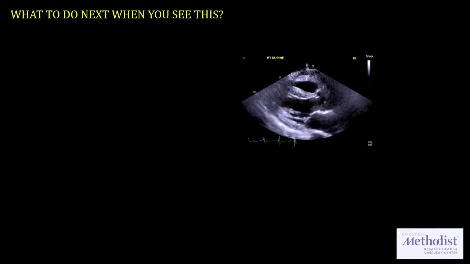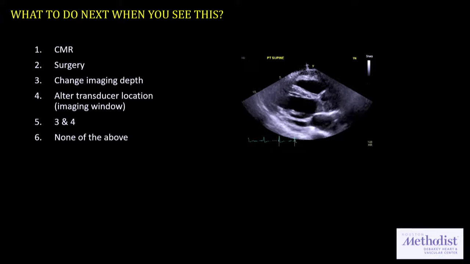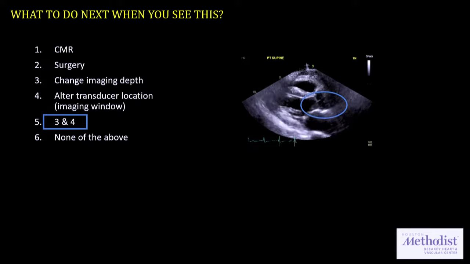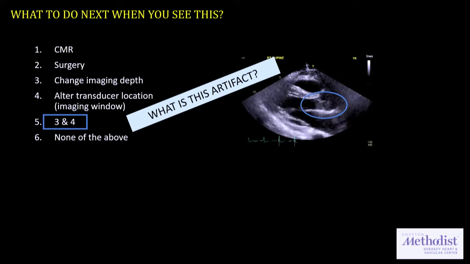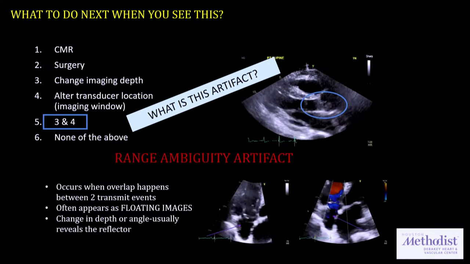And let's see if you can answer this question. What do we do when you see this? Any guesses? Right? I think you got it. So it's change the imaging depth, alter the transducer location. But what is the artifact here? Can you guess? That's the range ambiguity artifact, actually.